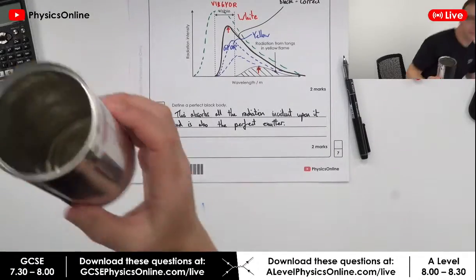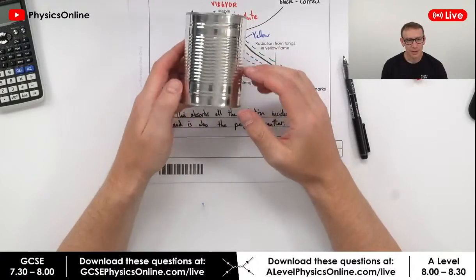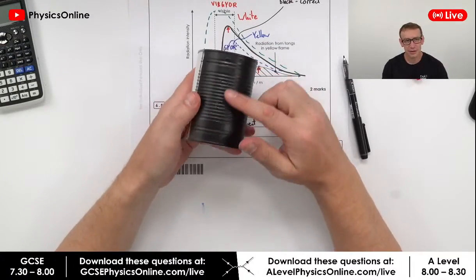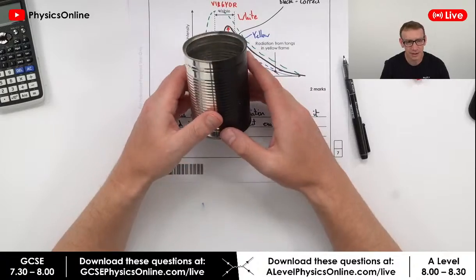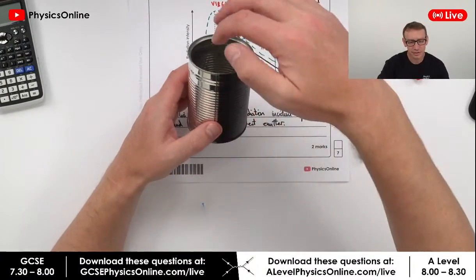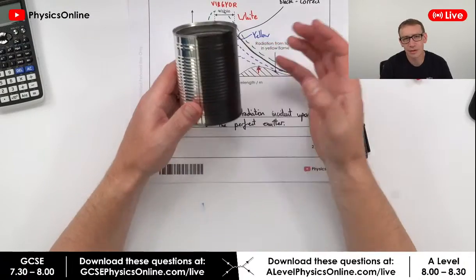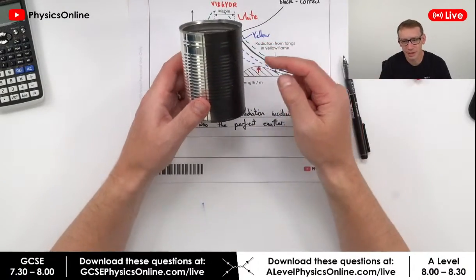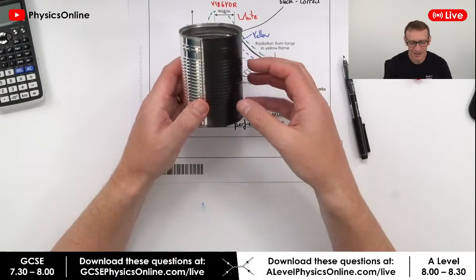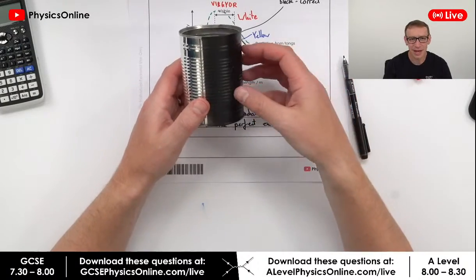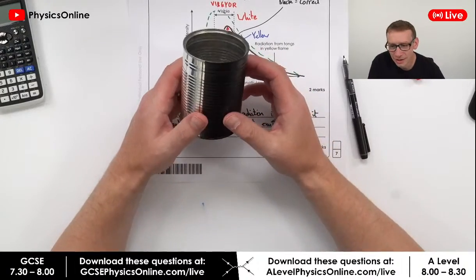So you can use a Leslie cube. I did the same thing with a can of beans, and basically just take the label off. I painted half of it with a very, very thin coat of matte black paint, and what we find is that if you put water in here, and then you look at the amount of radiation emitted on each side with an infrared thermometer, then basically this one here, the black side, will have a much higher reading because it's emitting more infrared.